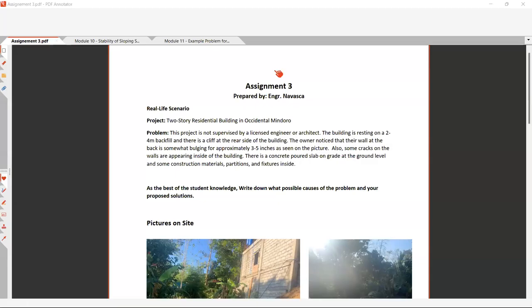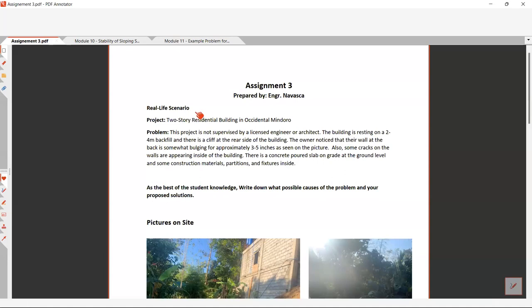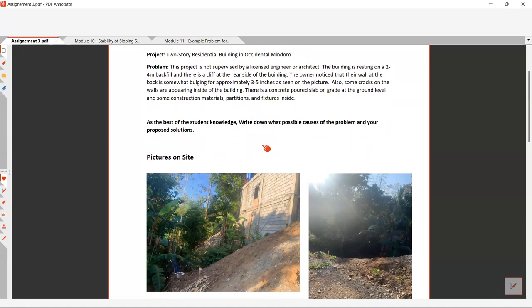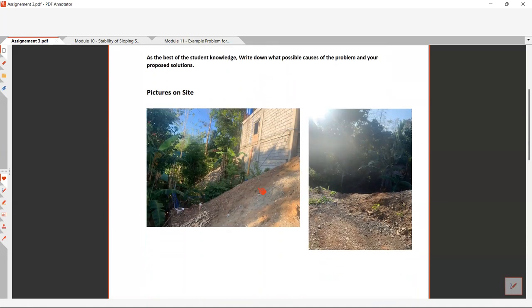Okay. So this is an assignment last week. So the problem is a two-story residential building in Occidental Mindoro. This project is not supervised by a licensed engineer or an architect. So the building is resting on a 2-meter to 4-meter backfill. And there is a cliff at the rear side of the building.